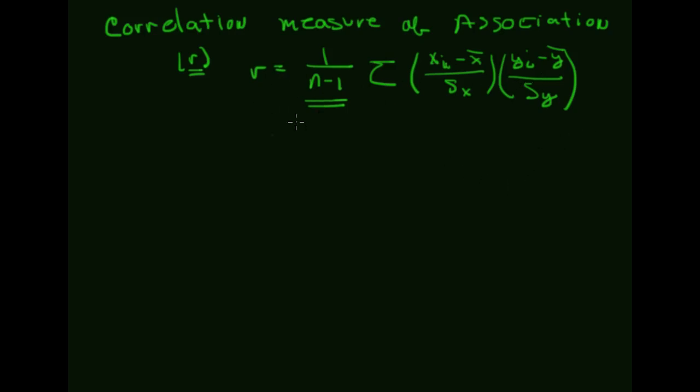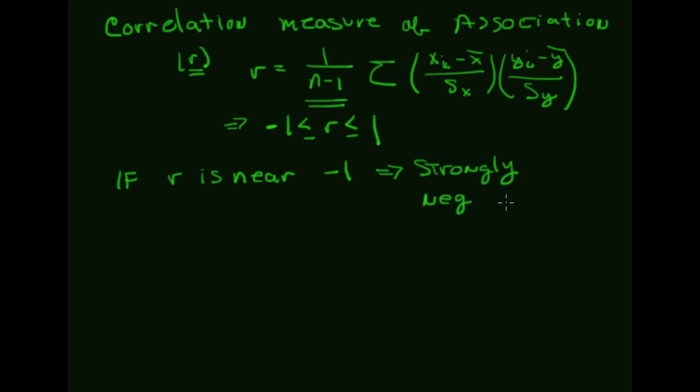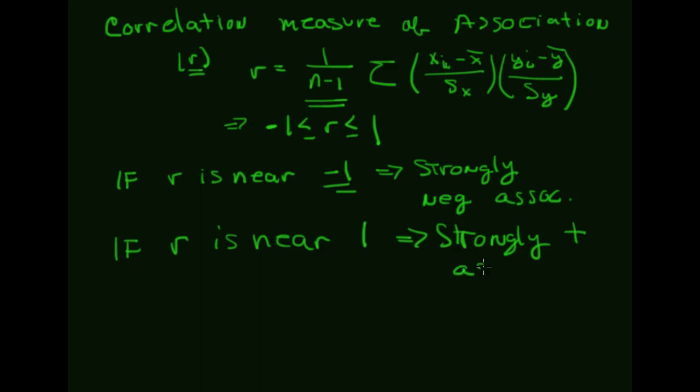So what's going to happen here is this number is going to be a number between -1 and 1. If r is near -1, then we are strongly negatively associated. If r is near 1, we are strongly positively associated. And if r is near 0, we assume that there is no association.